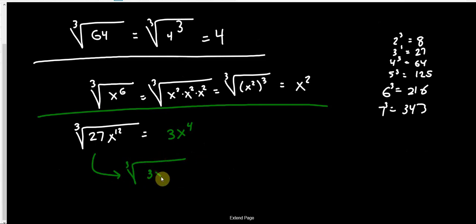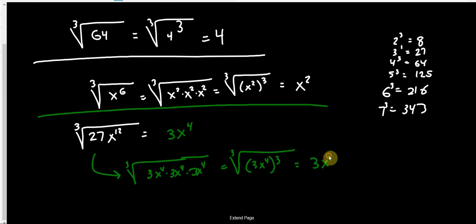3x to the 4th times 3x to the 4th times 3x to the fourth. If you were to multiply that back out, 3 times 3 times 3 is 27. X to the fourth times x to the fourth times x to the fourth is x to the 12th. So I could write this as the third root, or the cube root, of 3x to the fourth to the third power, because there's 3 of these 3x to the fourth. The third root and the third power cancel, and I have 3x to the fourth.